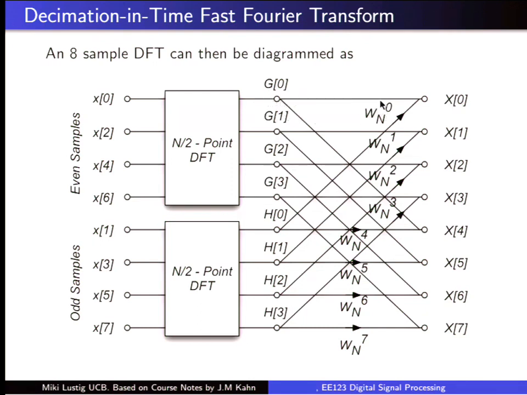and then add it to this result. To get x1, I'm going to take g1 and then take h1, multiply h1 by w sub n to the power of 1, and then get x1. Okay, so that's where the k shows in, and so on and so forth. Does this make sense? Okay.